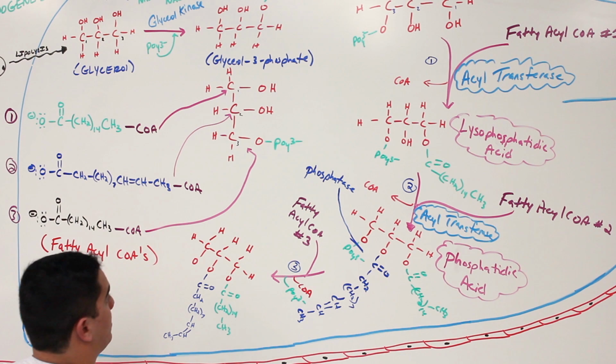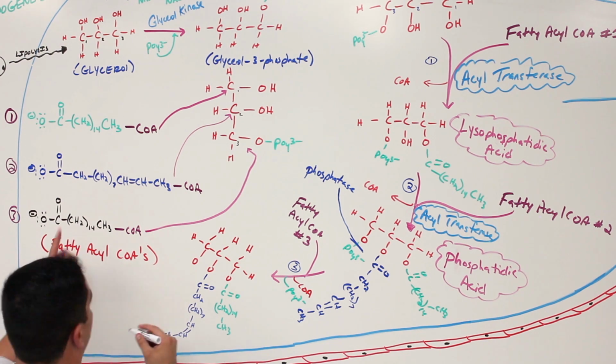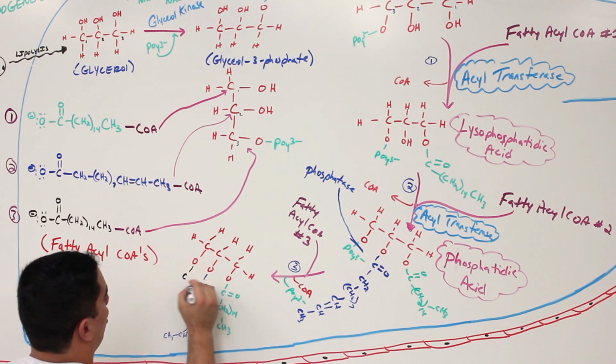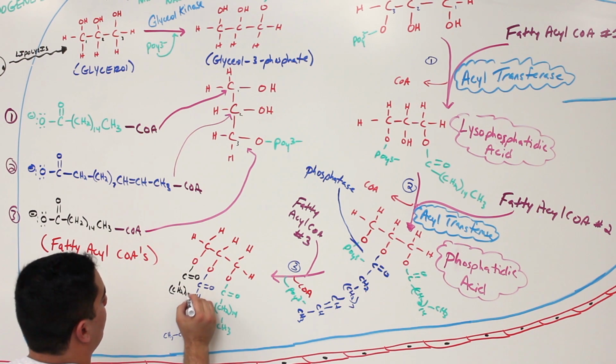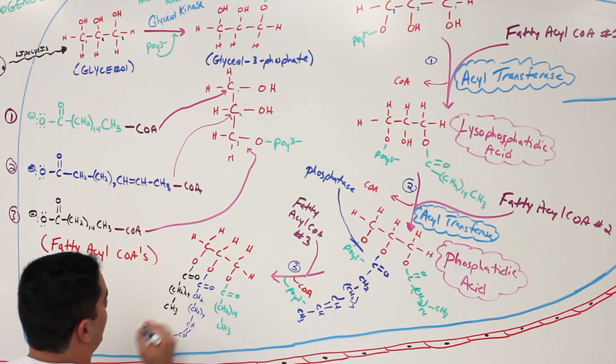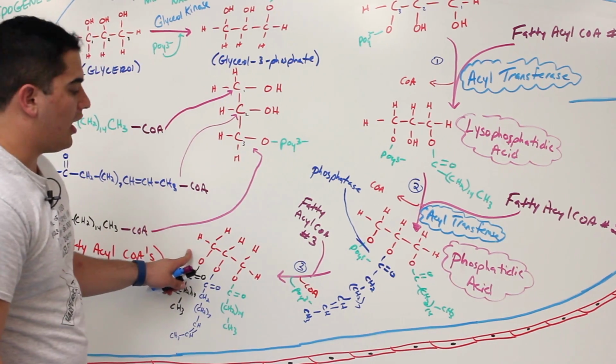And the last one specifically had what? This one is going to be exactly the same as the first one. So what are we going to have here? Carbon, double bond oxygen, CH2, 14 of them like that, and then CH3. What is this molecule here called? This is called a triglyceride.